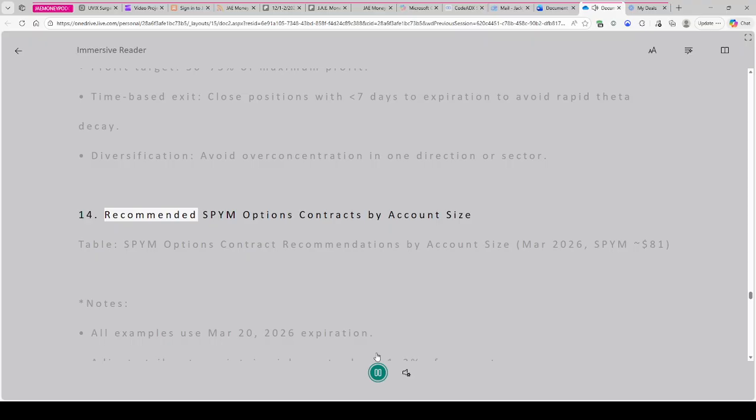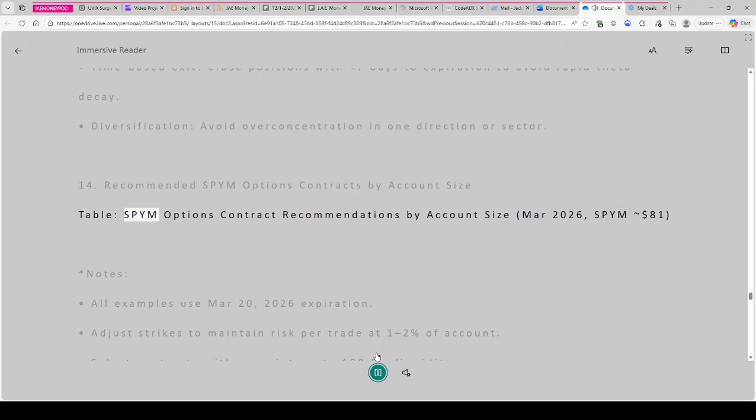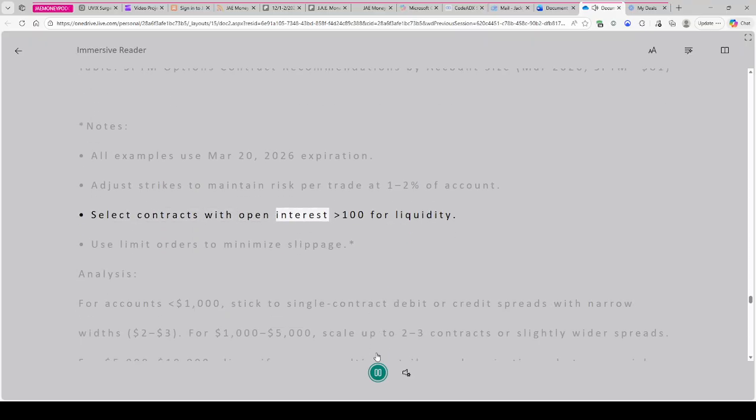14. Recommended SPYM options contracts by account size. Table, SPYM options contract recommendations by account size, March 2026, SPYM $81. Asterisk notes. All examples use March 20, 2026 expiration. Adjust strikes to maintain risk per trade at 1 to 2% of account. Select contracts with open interest greater than 100 for liquidity. Use limit orders to minimize slippage.